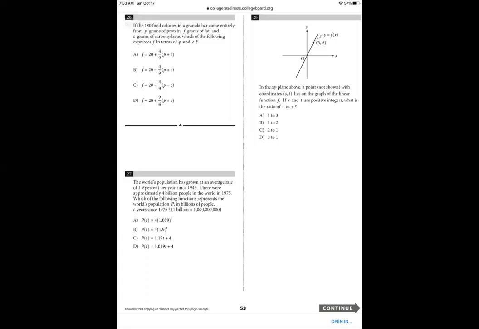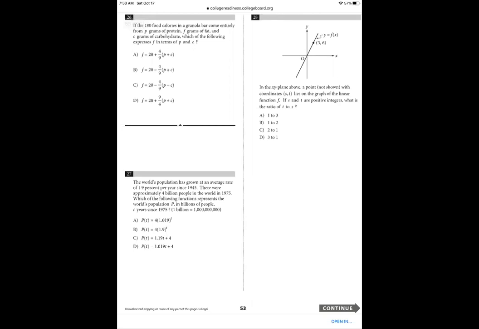Welcome back to SAT Math Practice, one page at a time with hints and tricks. This is practice test 7, section 4, which you are allowed to use a calculator for.